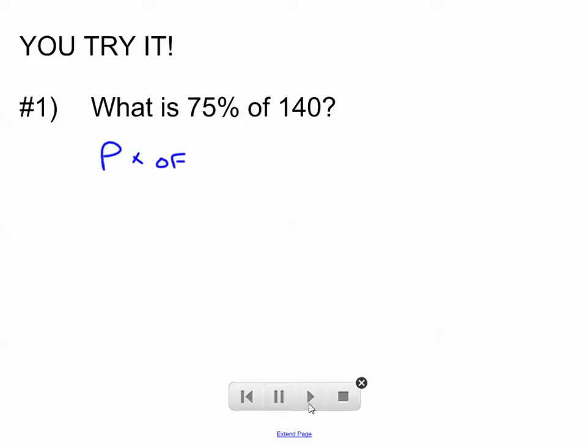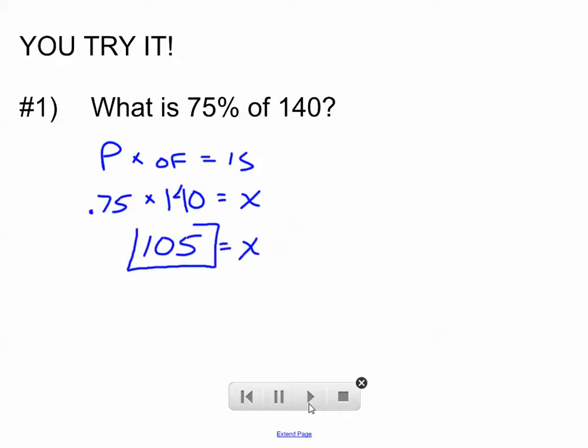All right, so here's our percent equation. Percent times of equals is. 0.75 would be our percent of 140 is what number? Multiply, and we get 105. So 105 is 75% of 140.